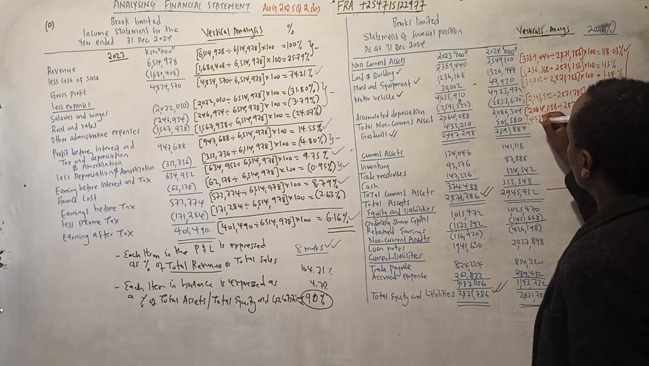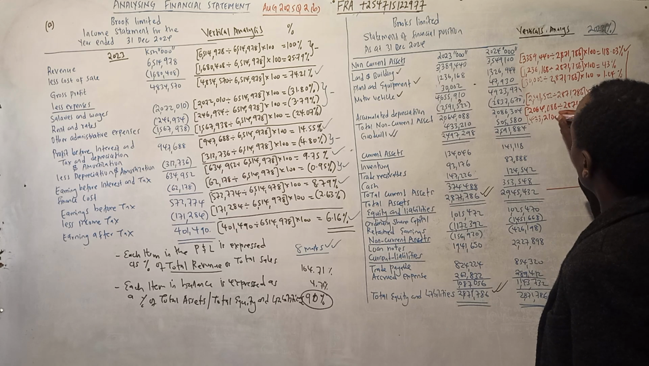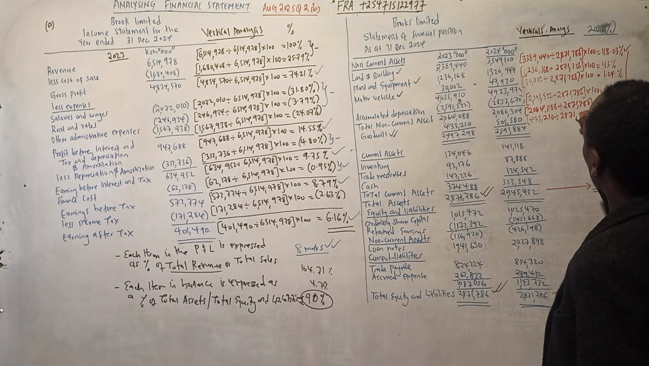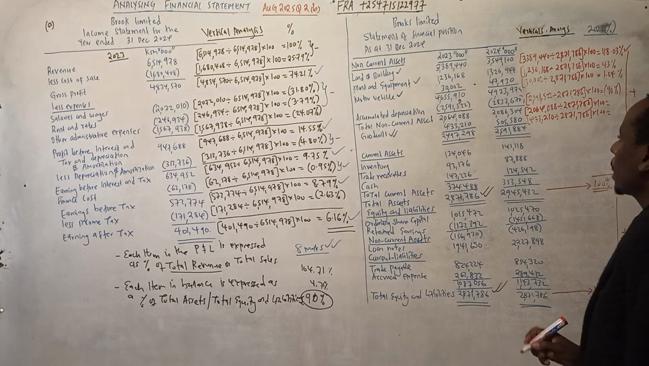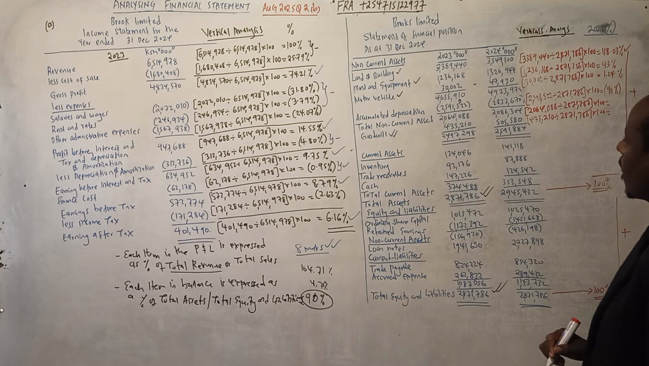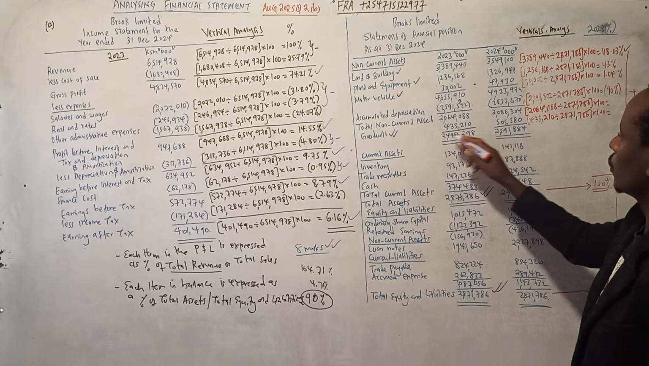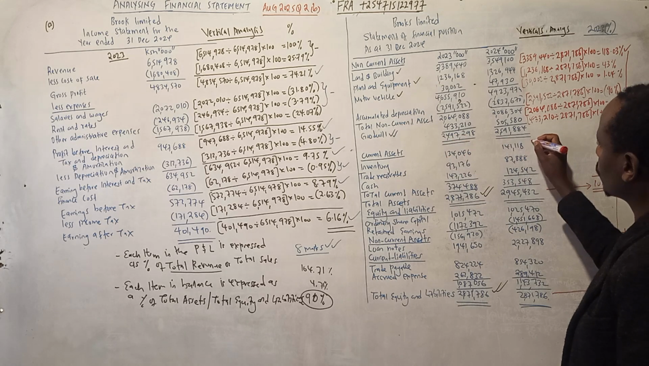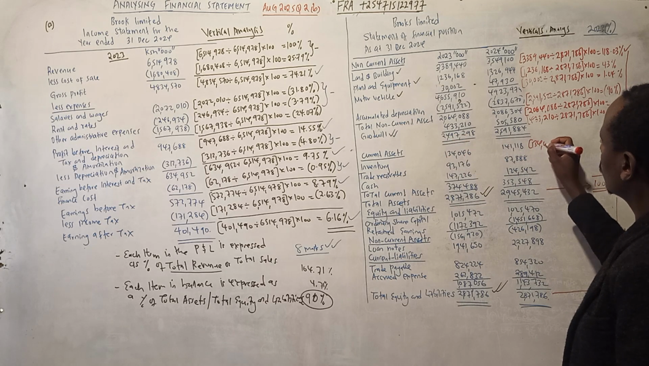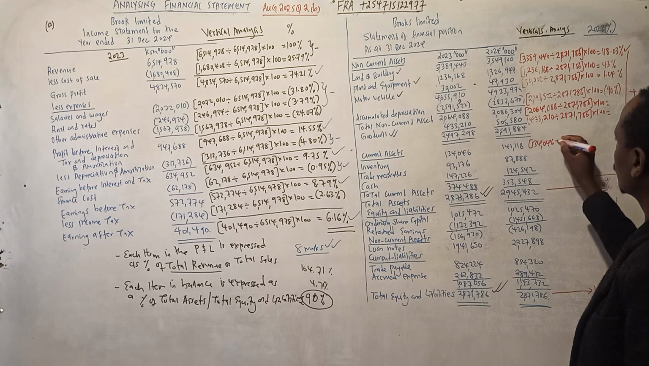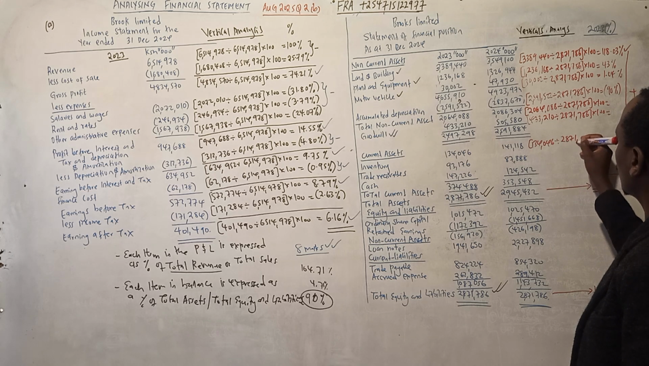Four 33 to 10 divided by 2871 786 times 100. We don't need to do this one because it is a total. We can proceed to this one. 134 046 divided by 2871 786 times 100.